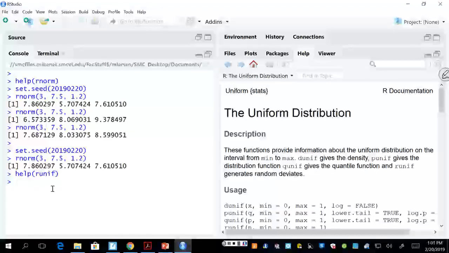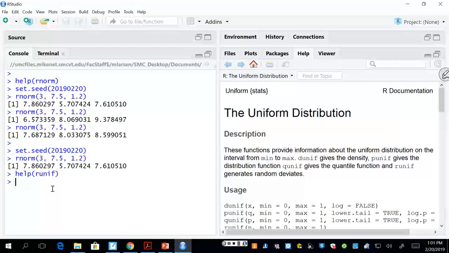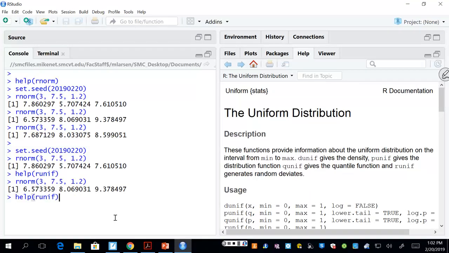Yep. So if you start at that seed, and you run your rnorm, it gives you the same 3 values. If you continued and ran rnorm again, you get the same, so it keeps doing the same thing over.